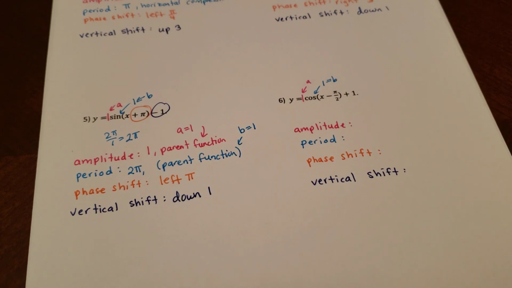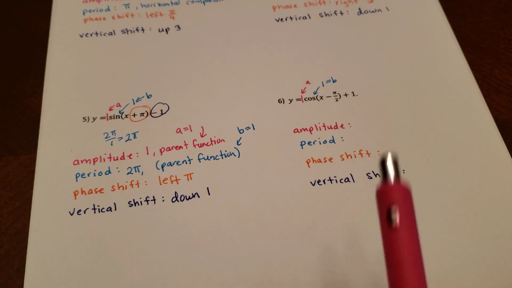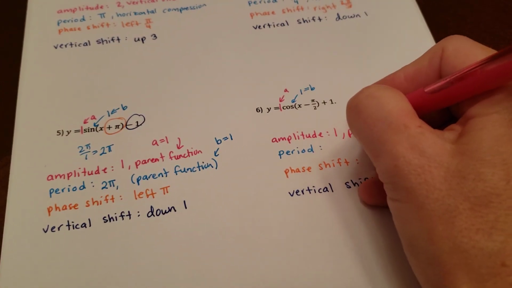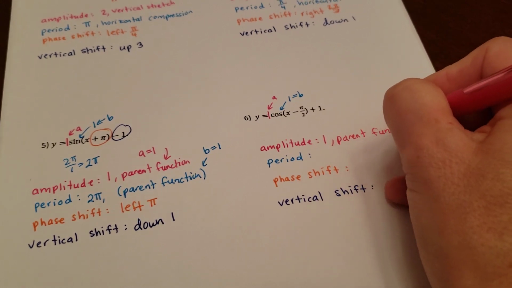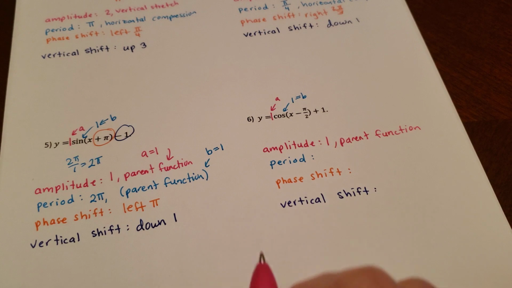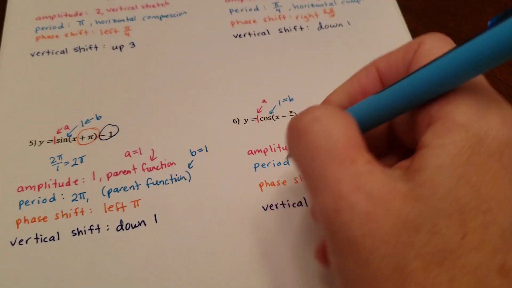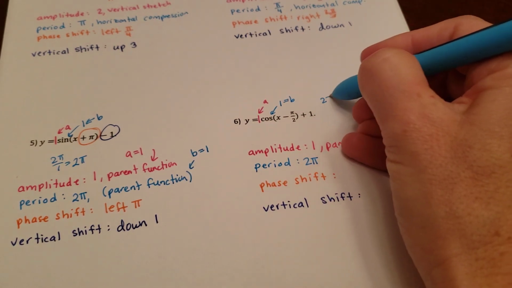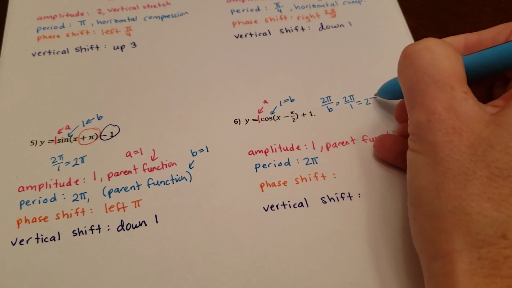And then let's do that same thing for the cosine. So again, cosine has an amplitude of 1, so you're still going to tell me it's 1, but because it's the parent function, you won't have any kind of stretch or compression. And then same thing with the period. Sorry, not the period. The b is equal to 1, so 2 pi over b is 2 pi over 1, which is just 2 pi.